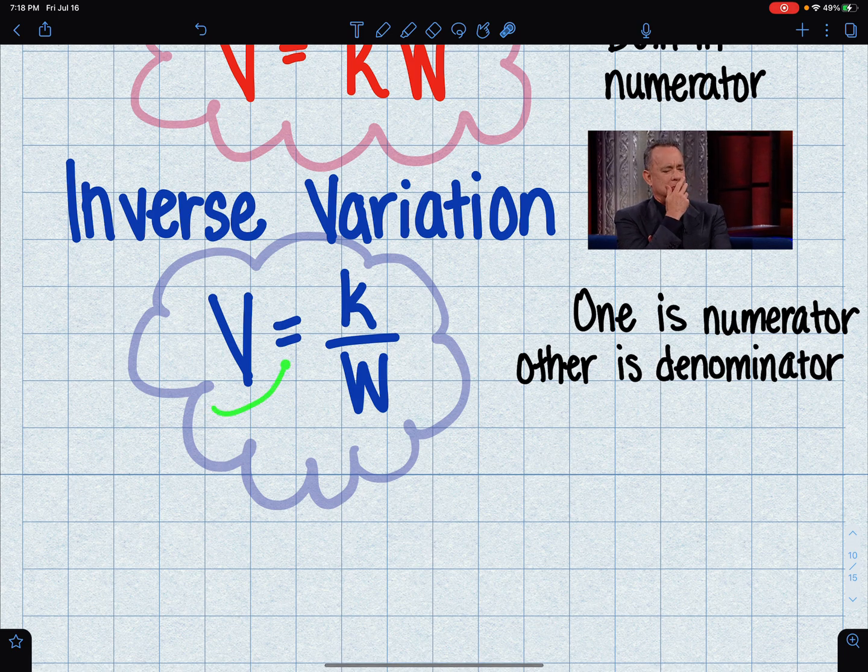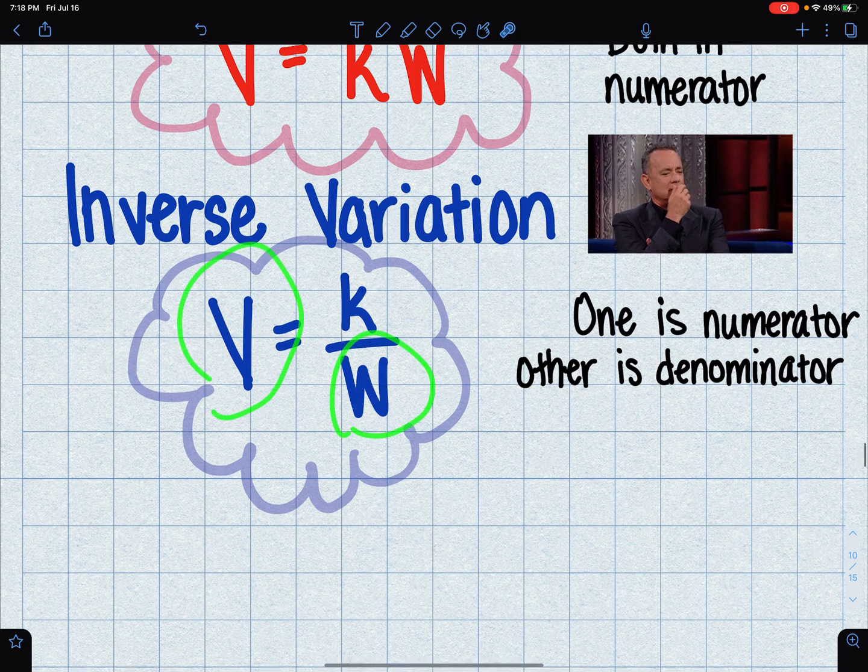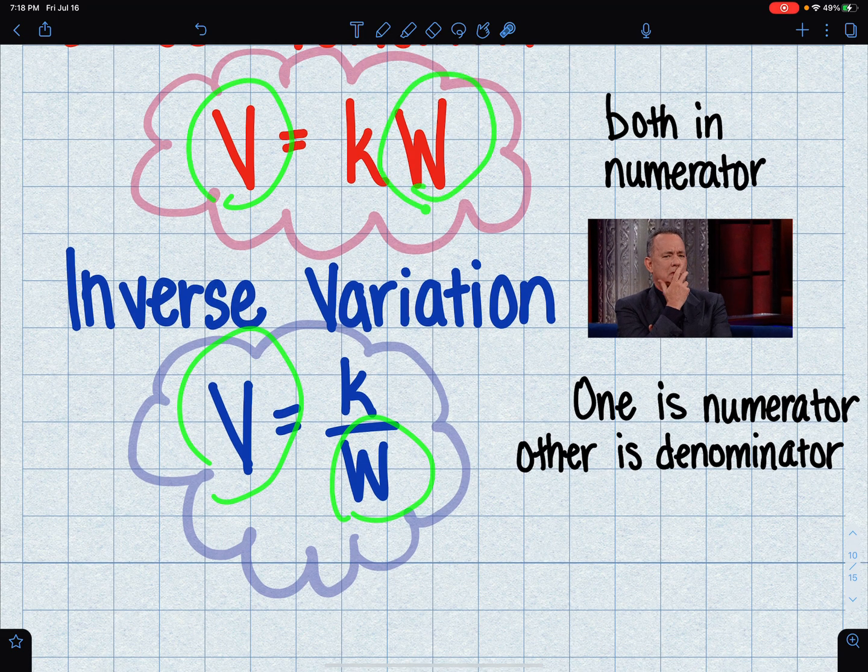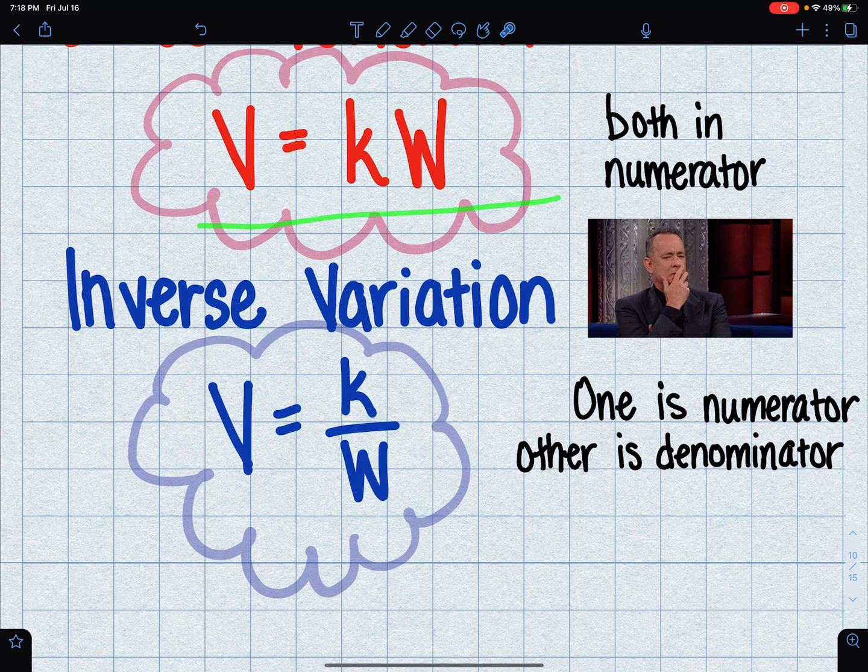They both have two variables, both of these equations, V and W here, V and W here. But this one's directly related, this one's inversely related. They also both have a constant of proportionality.